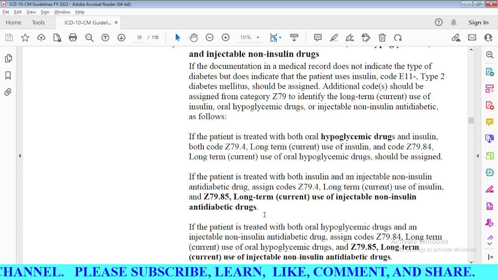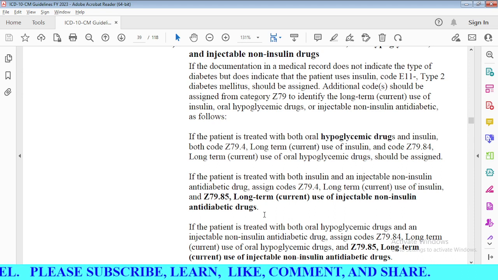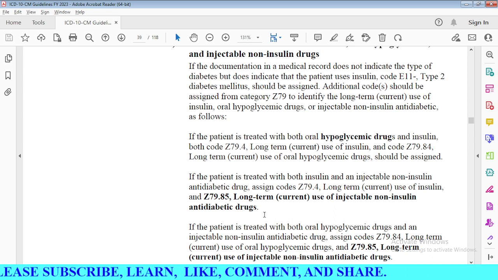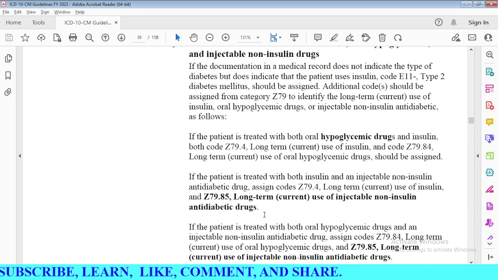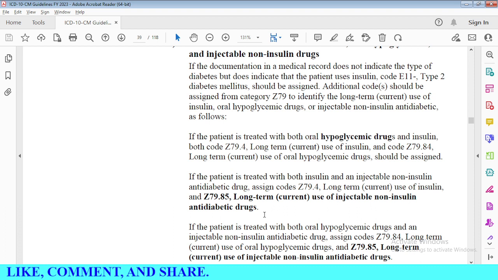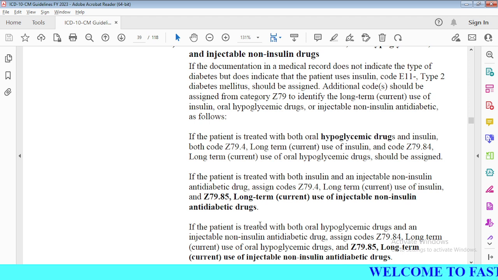So whenever documentation contains that the patient is using insulin, oral hypoglycemic drugs, and injectable non-insulin anti-diabetic drugs, we need to code Z79.4, Z79.84, and Z79.85. So we need to code three types of long-term use if the patient uses all these medications.